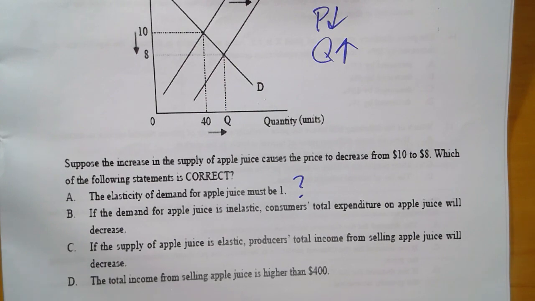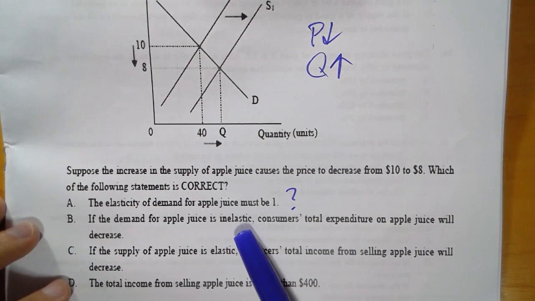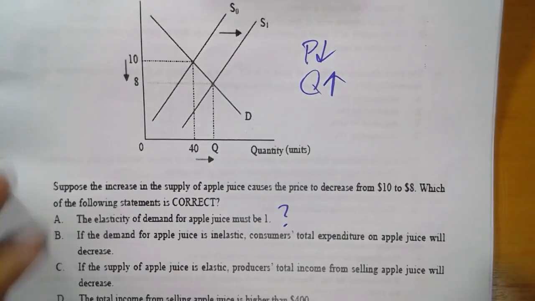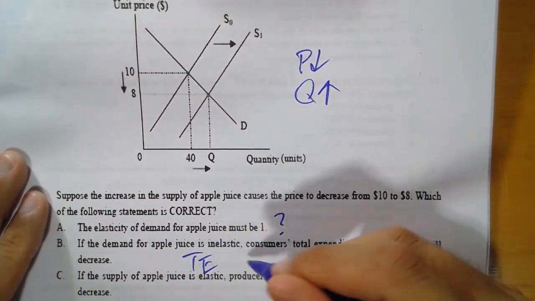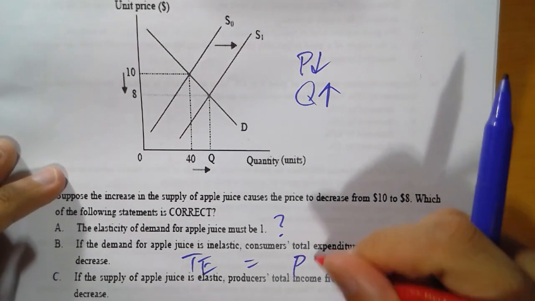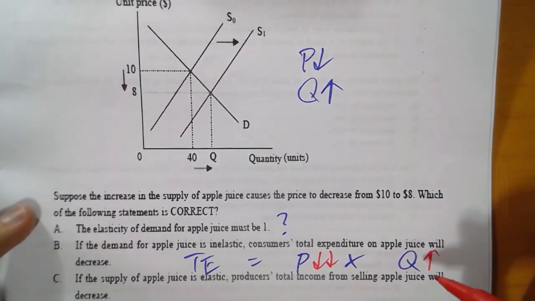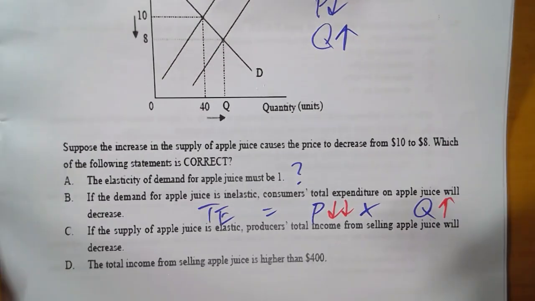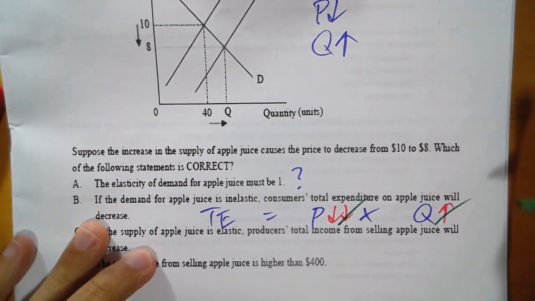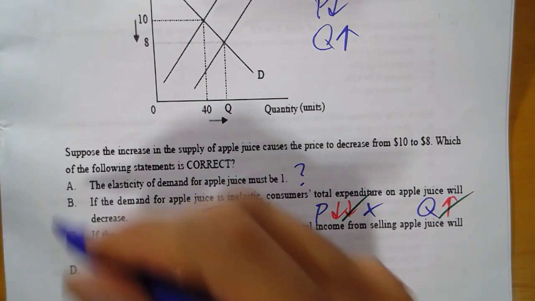I don't know, how the hell would I know, right? Now second, if the demand is inelastic, then let's try it. If demand is inelastic, right now price decreases. If it is inelastic, then Q will increase but slower. So what happens? Ultimately, this here cancel them out. Ultimately, it will decrease. So yes, B is the answer we want.